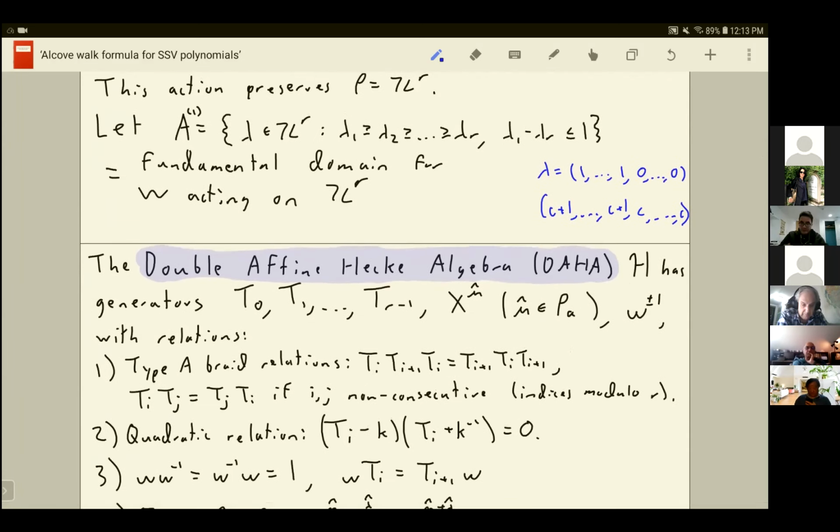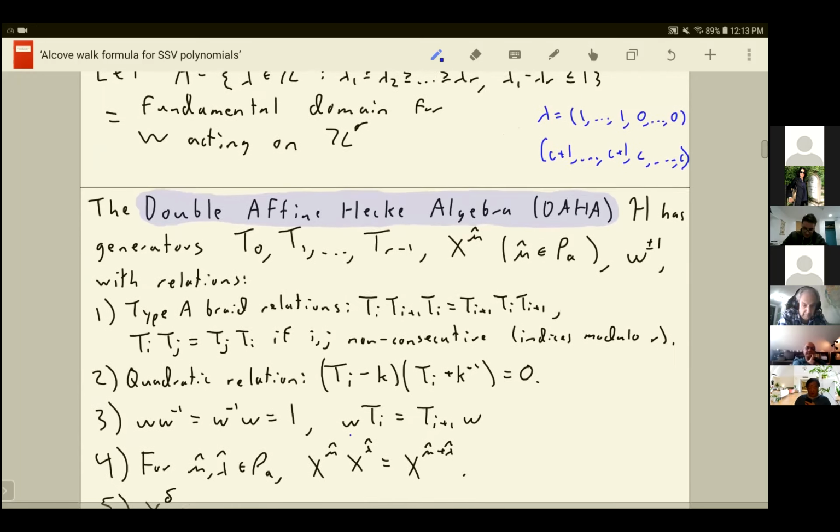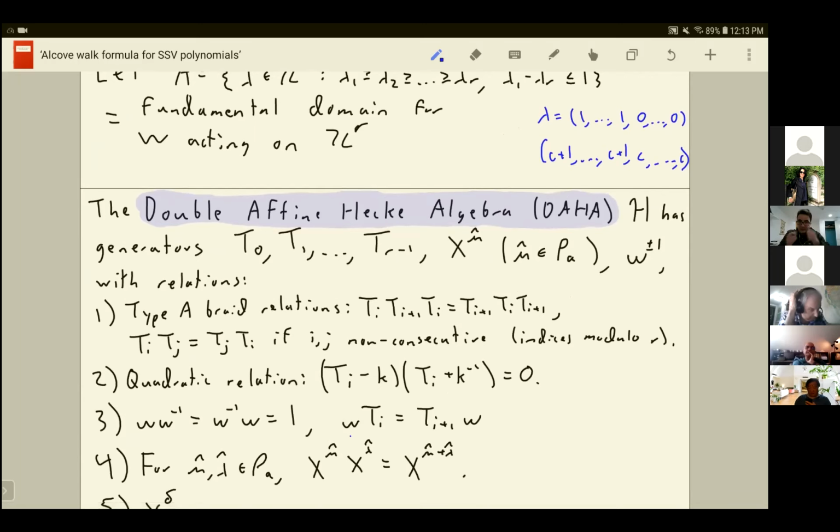We also have another generator omega and omega inverse, and omega commutes past the T's in this way. And the X's are a commutative subalgebra, and X to the mu times X to the lambda is X to the mu plus lambda. The reason our double affine Hecke algebra includes the X's is that shortly we're going to introduce a representation of this on the space of polynomials. And this allows the polynomials themselves to sort of live in the algebra. And so the representation will come from the relations in the algebra.